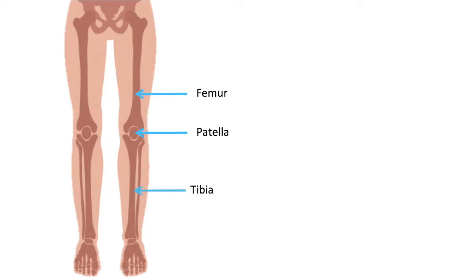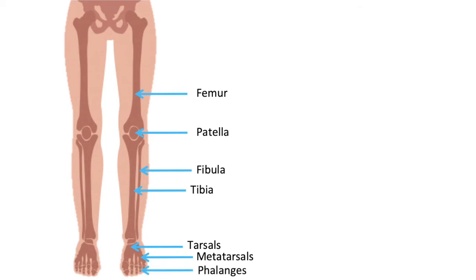The lower part of the leg is made up of two bones, tibia and fibula. Tarsals. Metatarsals make up the foot, and phalanges are the toes.